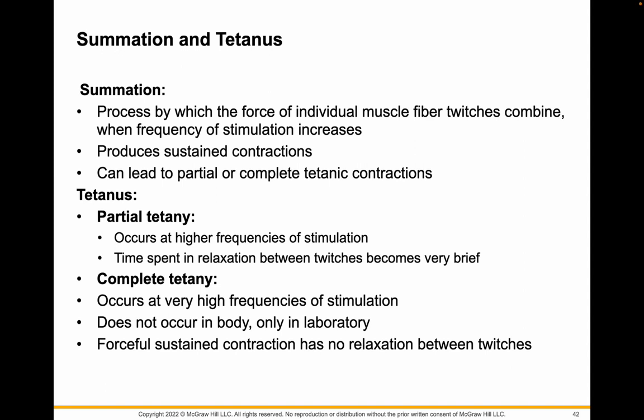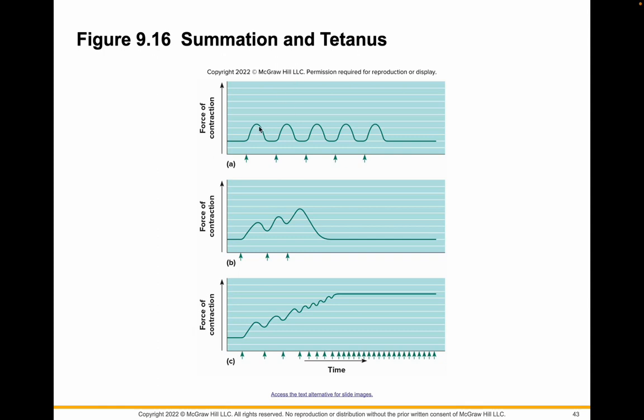Now, summation, sum means to add. This is where the force of individual muscle fiber twitches can add together to produce a sustained contraction. And then tetanus is where you have a bunch of twitches that become a sustained contraction. Now, complete tetany occurs at very high frequencies of stimulation. It does not occur in the body. We can only see this in the lab. But this is showing these little twitches, and when you get them close together, they can add. And if you have a high frequency of them, you can reach tetanus.